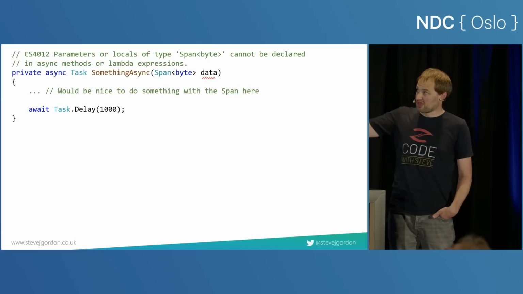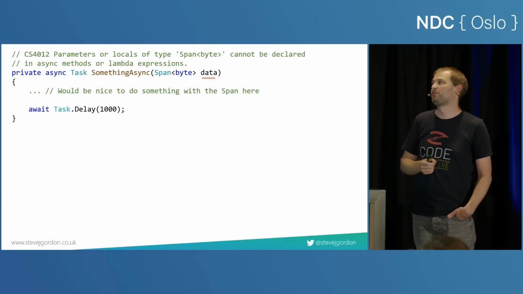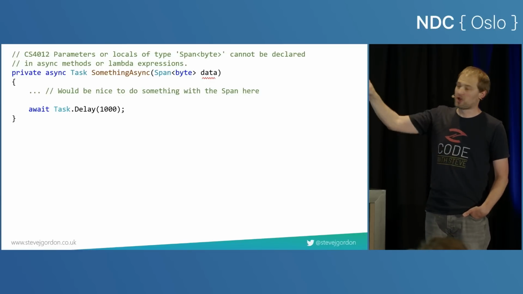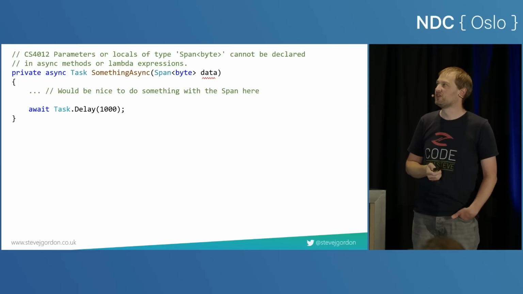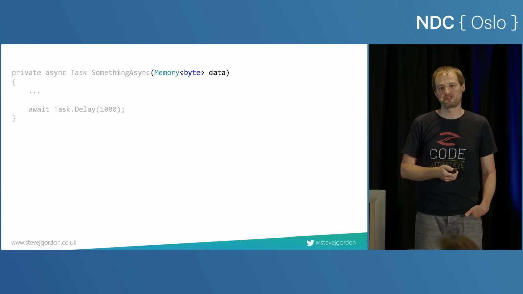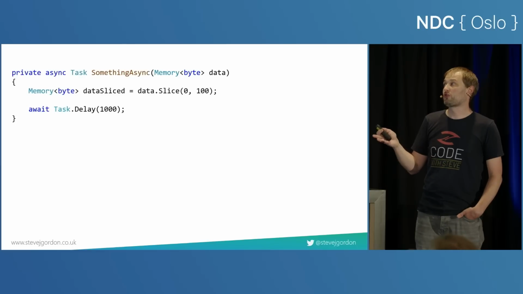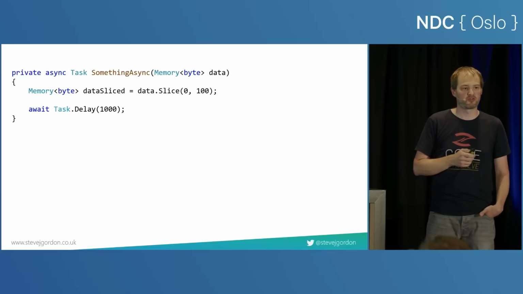And so what this means is, in this scenario, say we want this async method to accept a Span of byte here, the compiler is upset and says no, you can't, for the reasons I've already discussed. So what we can do is make our signature accept a Memory of byte instead. Our code could then just work with that, and it has the same APIs for slicing as we saw with Span.